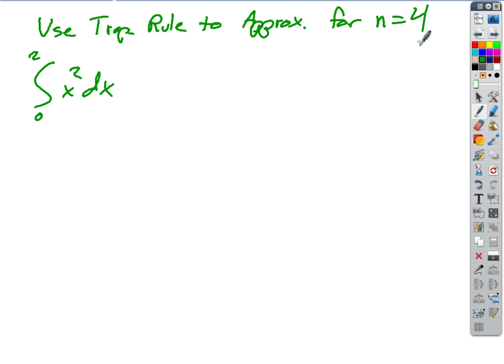Okay, there we go. Let's take a look at this. So if we want to use trapezoidal rule.